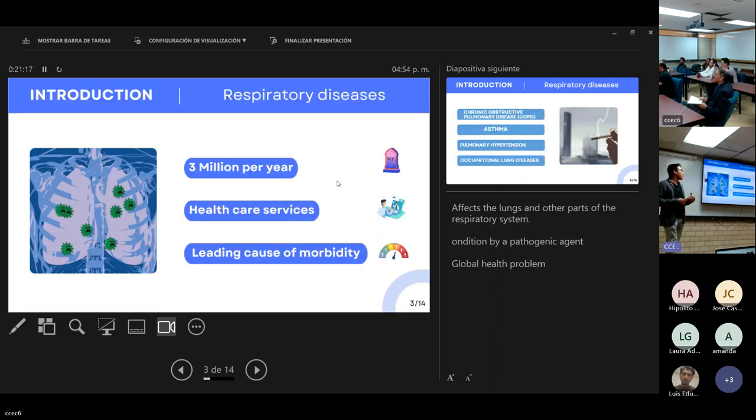Let's begin talking about respiratory diseases, which are a condition that affects lungs and other parts of the respiratory system. This is a global health problem because the World Health Organization estimates that every year, 3 million people die due to this condition. Also, it is one of the main reasons for the usage of healthcare services, and it's among the leading causes of morbidity worldwide.